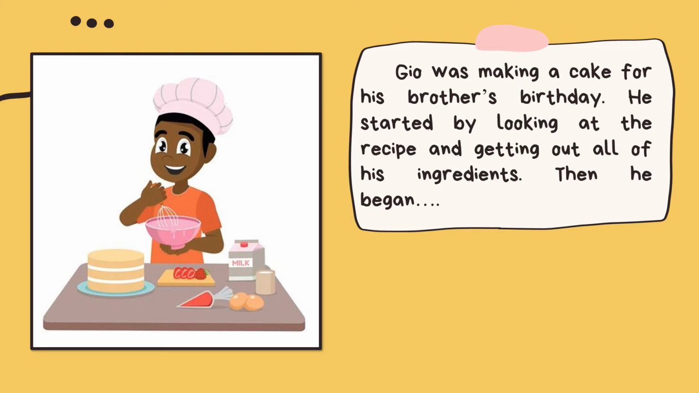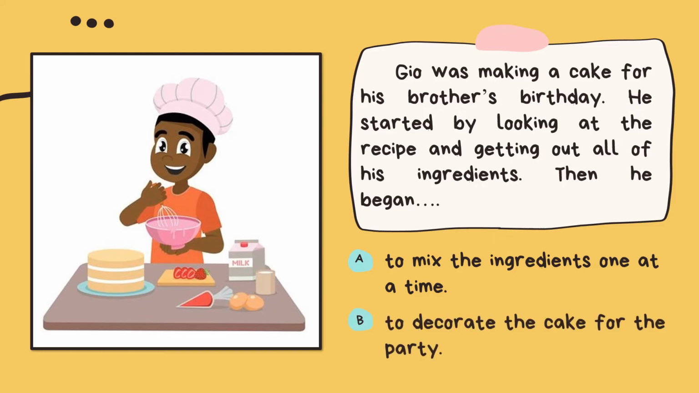Number 2. Gio was making a cake for his brother's birthday. He started by looking at the recipe and getting out all his ingredients. Then he began, letter A, to mix the ingredients one at a time, or letter B, to decorate the cake for the party. The correct answer is great!